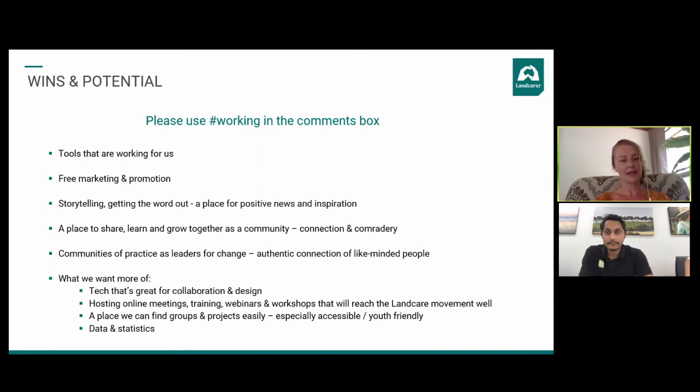And also that connection and camaraderie. I know that I get a sense of that when I see lots of posts from other community groups, other Landcare groups. I love hearing the stories of what's happening on the other side of Australia or even internationally. And I get an opportunity to share that and learn from that and feel like I'm part of something bigger.